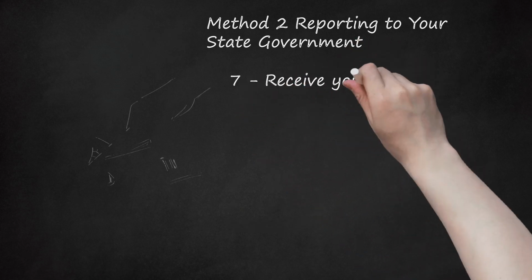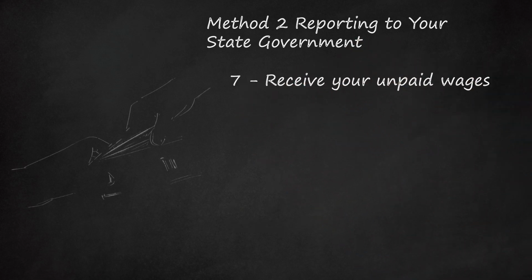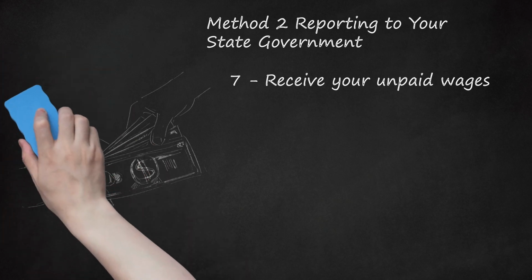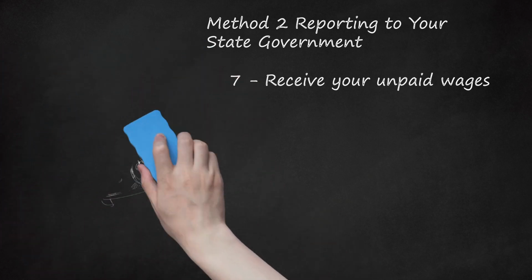7. Receive your unpaid wages. If the agency agrees with you that your employer owes you wages, then the agency should get the money for you. The agency may have to sue if the employer will not cough up the money. The agency could also put liens on your employer's property to encourage payment.